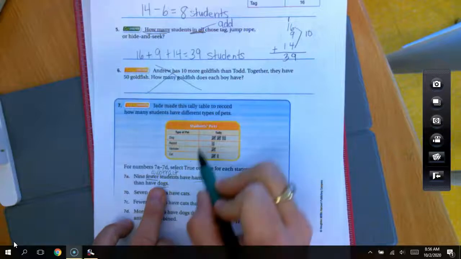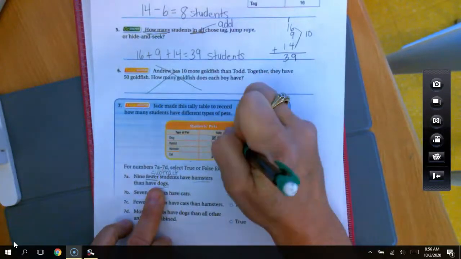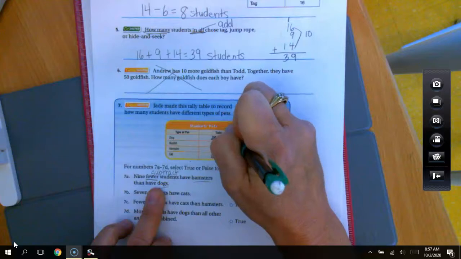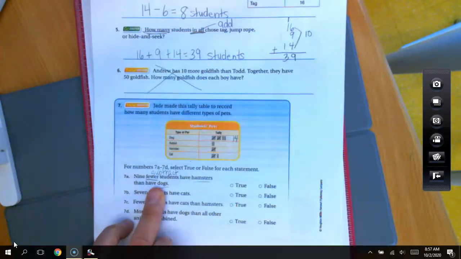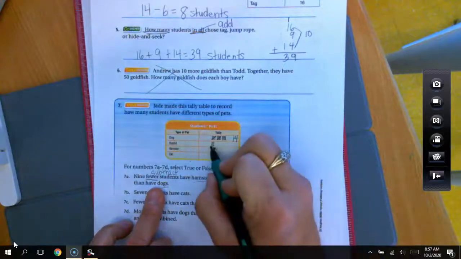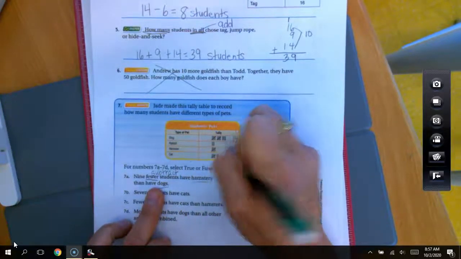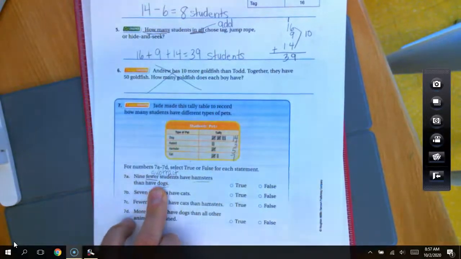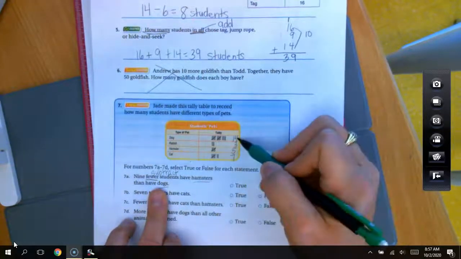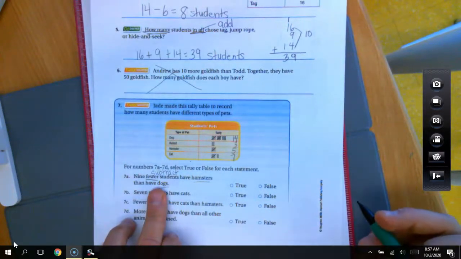Well, I know I have dogs, 5, 10, 11, 12, 13, 14. Boys and girls, I don't have to make a whole other table. I can just put my number over here on the side, 14. And then I have 1, 2, 3 for rabbit. I have 5 for hamster. And I have 7 for cat. I suggest anytime you see a tally table, you automatically make it into a frequency table. It will be much easier for you to answer these questions.